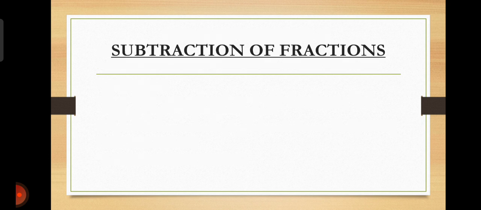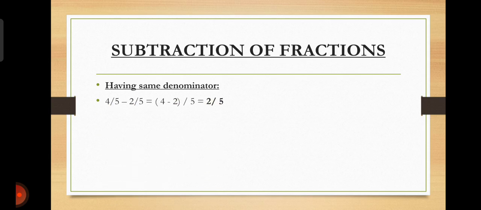Now subtraction of fractions, which is another mode of operation in arithmetic, having the same denominator. The fundamentals of addition or subtraction of fractions with the same denominator remain the same. So we will just simply subtract the two numerators as the denominators are the same. 4 by 5 minus 2 by 5 will give you the answer 2 by 5.